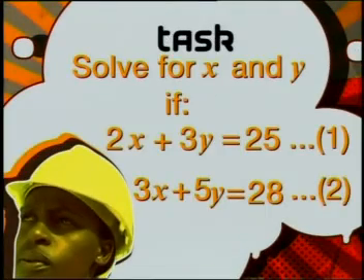Try this task to confirm whether you understand what we did today. Solve for x and y if 2x plus 3y is equal to 25 and 3x minus 5y is equal to 28.